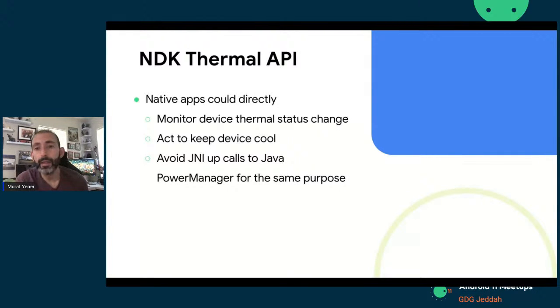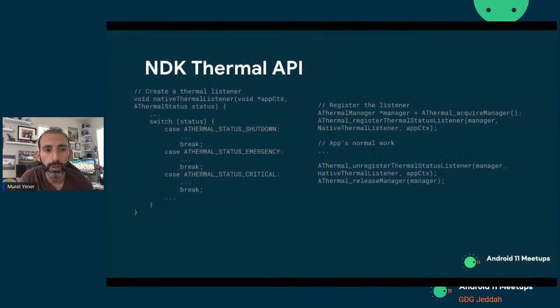And with the new NDK Thermal API, you don't need to do any JNI calls, and it's much easier to use. First, you need to create a listener to handle thermal status changes. Then, once your listener is called, you can check the status messages, such as status shutdown, which means the device is actually shutting down and it's too hot, or statuses like emergency, critical, which means the device might not be in a very good state, but still not shutting down or anything.